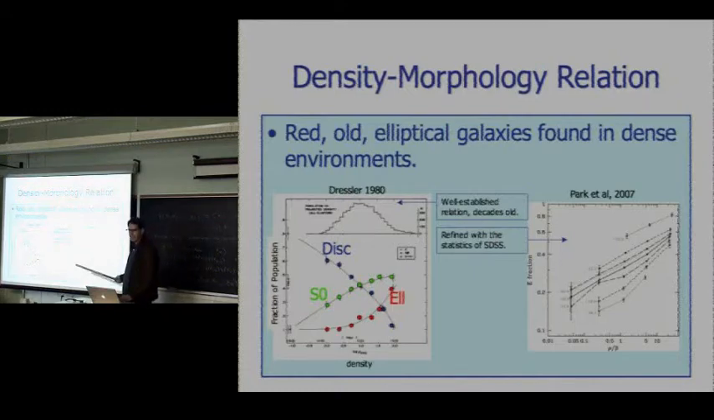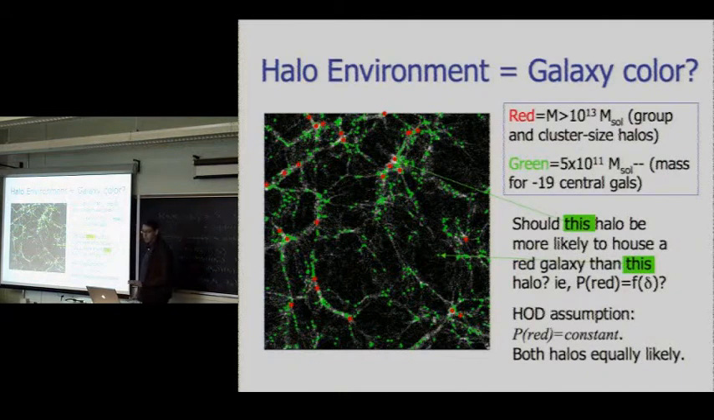So how do I reconcile this with an idea that galaxy formation efficiency is independent of environment? Or another way to pose it is, does halo environment somehow influence galaxy color? So this is my N-body simulation. The dots are now halos. I'm highlighting halos here. Red are the big massive halos, group and cluster size halos.